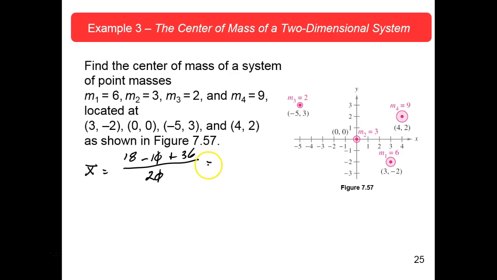Now, what does that add to? The positives go to 54, minus 10 is 44. Over 20, and this will be 2.2. So that would be somewhere about there, but not necessarily on the x-axis, somewhere about there.